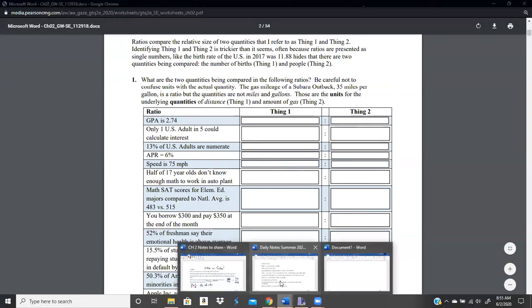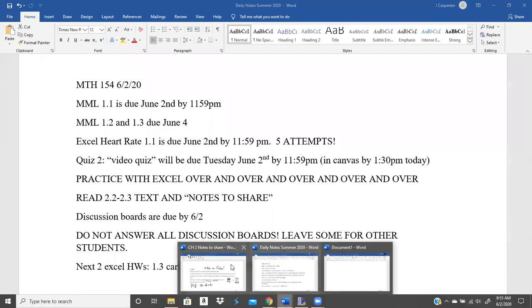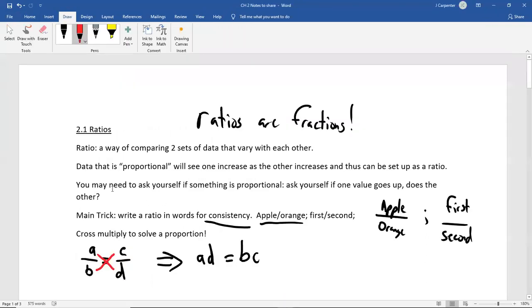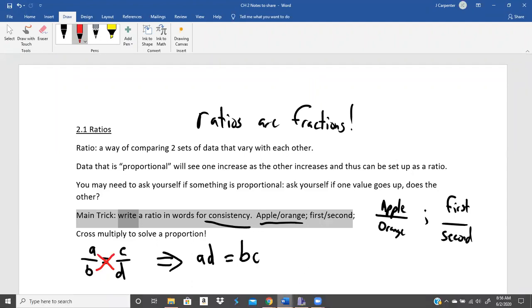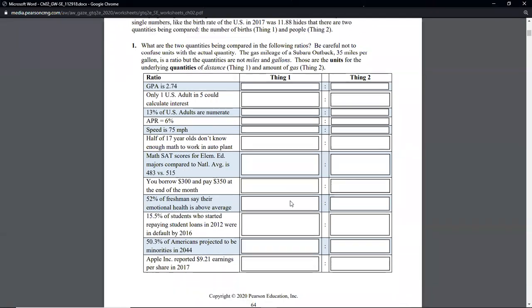So back in those earlier notes, not those notes, these notes, we said that in the real world, you may need to ask yourself if something is proportional. Ask yourself if one thing goes up, does the other go up? And then we also said, when you're trying to write out your ratios, to use words, come up with a thing one and a thing two, apples and oranges. And for the problems we do in our class, it's typically pretty easy to figure out what's the apple and what's the orange. But in the real world, that might be a little more of a challenge. So that's what this activity is kind of emphasizing here.